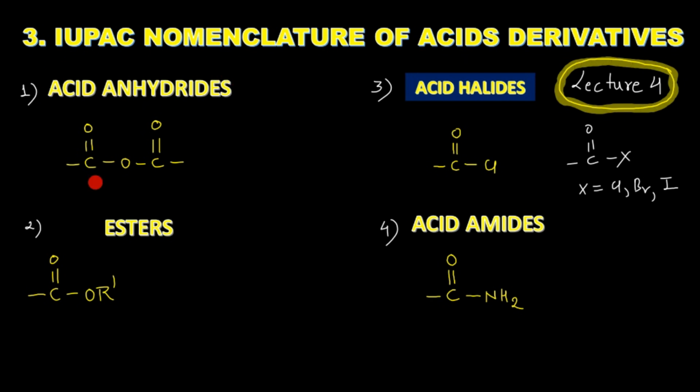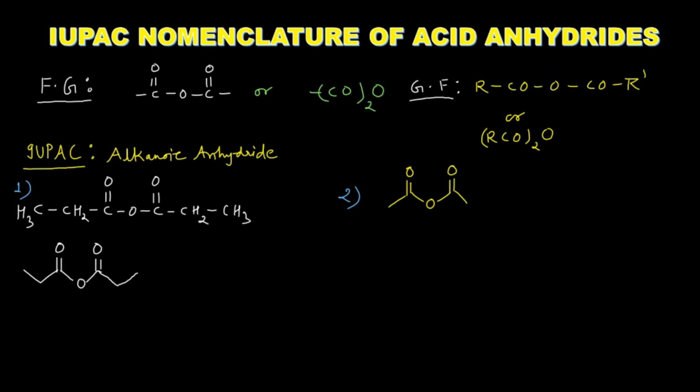If you are new here and watching this video for the first time, especially if you are in class 11th, then it is my personal advice to you, please watch the earlier lectures as well, because in the earlier lectures I have explained all the basic rules which are necessary to give the IUPAC name, and I am also giving you the link in the description box for the earlier 3 lectures. So without wasting too much time, we quickly jump onto the IUPAC nomenclature of the acid anhydrides.